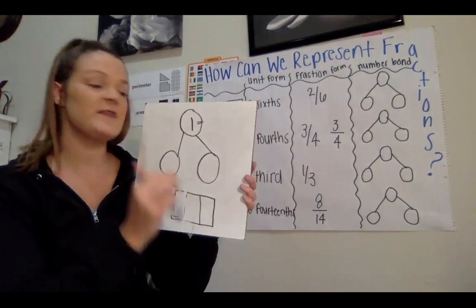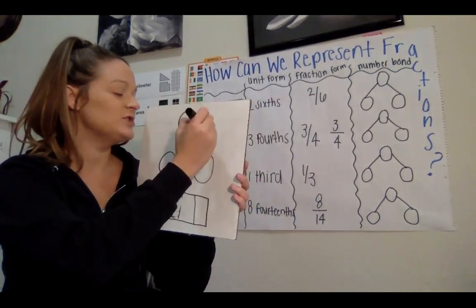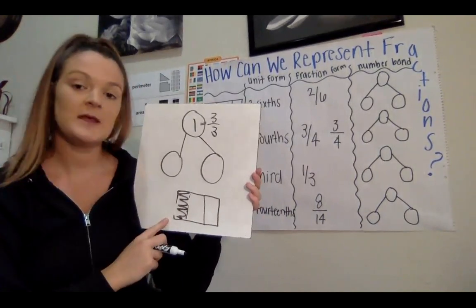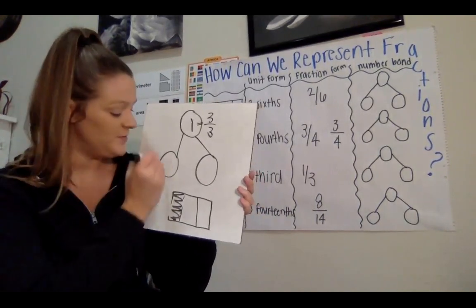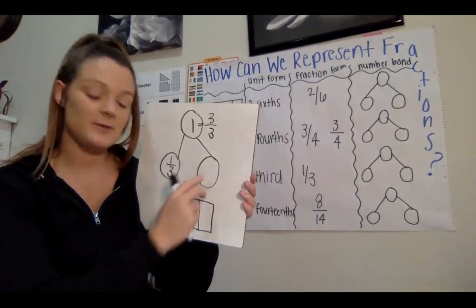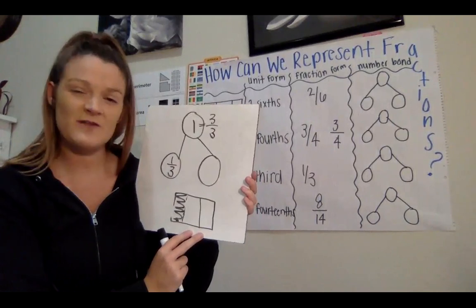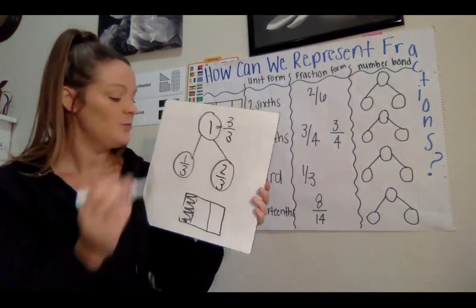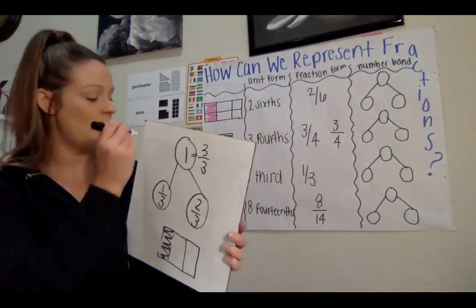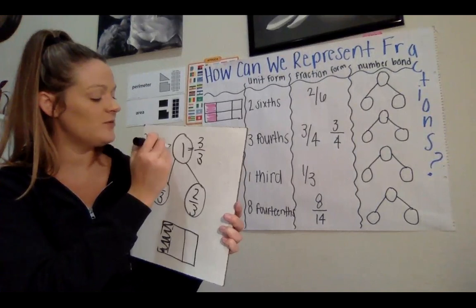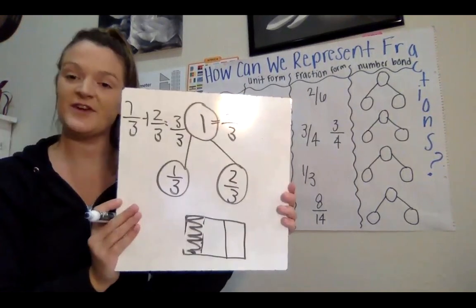1, 2, 3 thirds. So 1 whole is equal to 3 thirds. Now, if I shaded one part, my number bond could be 1/3. And then my other part of my number bond would be the unshaded part, which what fraction is this? 2/3. Which would mean that if we added 1/3 plus 2/3, that would equal 3/3.